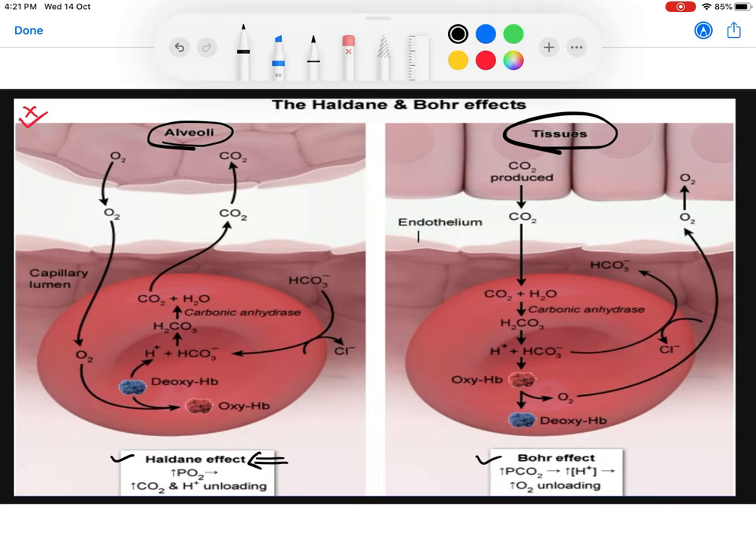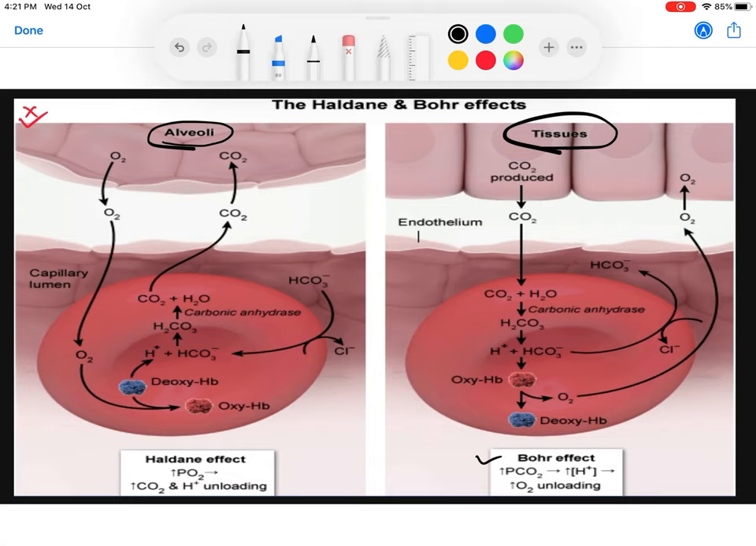Now what happens is that in the alveoli the partial pressure of oxygen is very high, right? This very high partial pressure of oxygen makes carbon dioxide and protons unload, that is, dissociate. Fine. Let me describe it through the diagram.